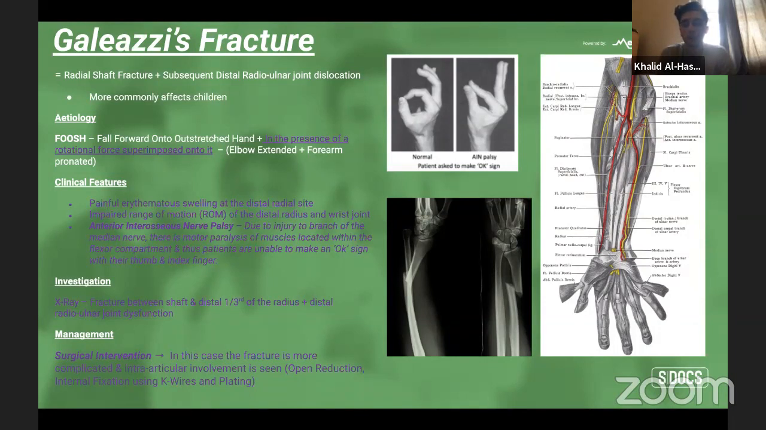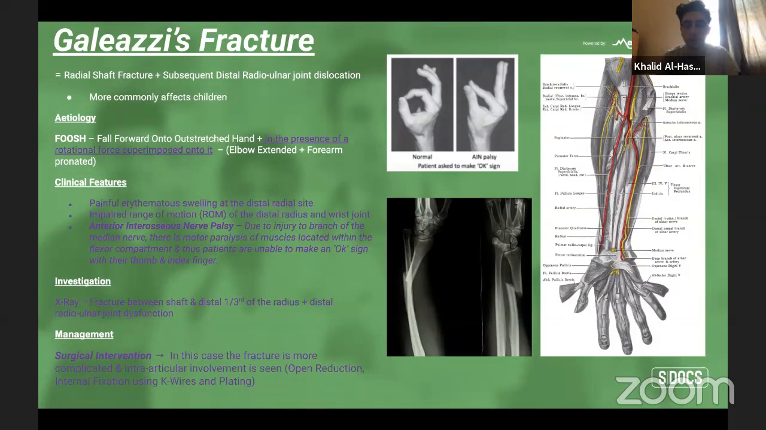Galeazzi fractures tend to affect children more commonly. It again is also the product of a FOOSH. However, there is a rotational force which is generally superimposed. It is likely that you may potentially see a spiral fracture as a result of this. The clinical features are painful erythematous swelling at the distal radial site, impaired range of motion of the distal radius and the wrist joint, and there is also an anterior interosseous nerve palsy. So what is the anterior interosseous nerve?